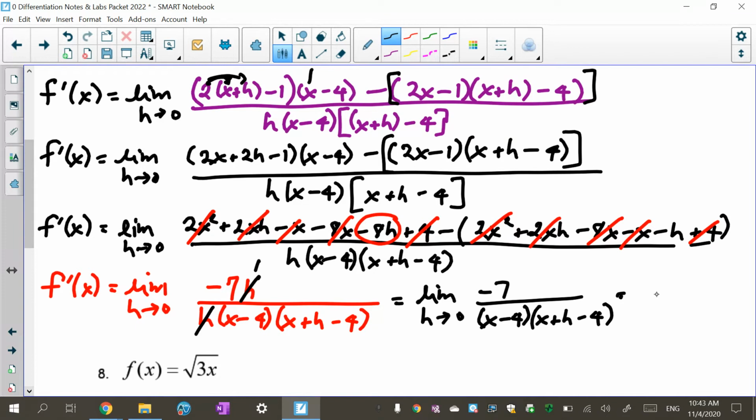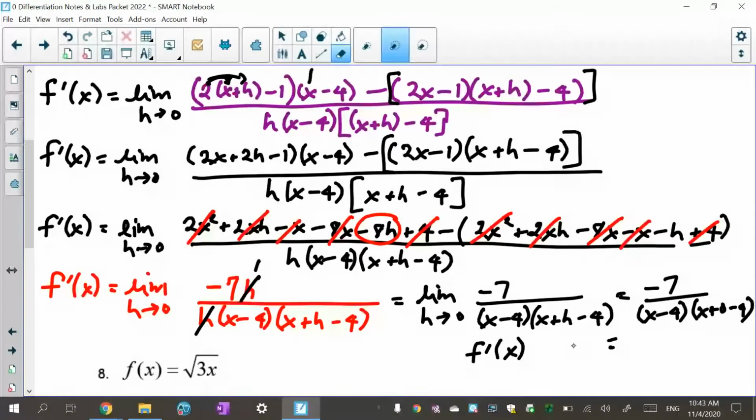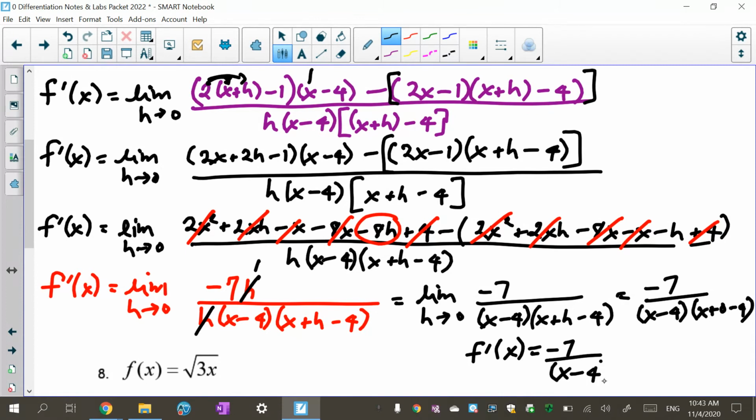So I'm going to say equals negative 7 all over x minus 4, x plus 0 minus 4. So this really equals, I'm kind of running out of room here. So f prime of x is going to equal negative 7 over x minus 4 squared. Okay? So a lot of this is the algebra, and really, once you plug it into that difference quotient, we call it, or the definition of the derivative, this is what this comes out to be.